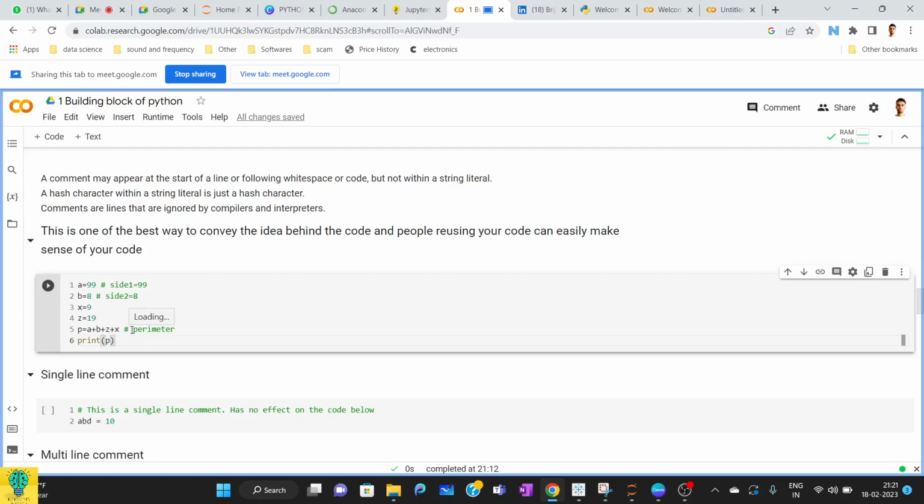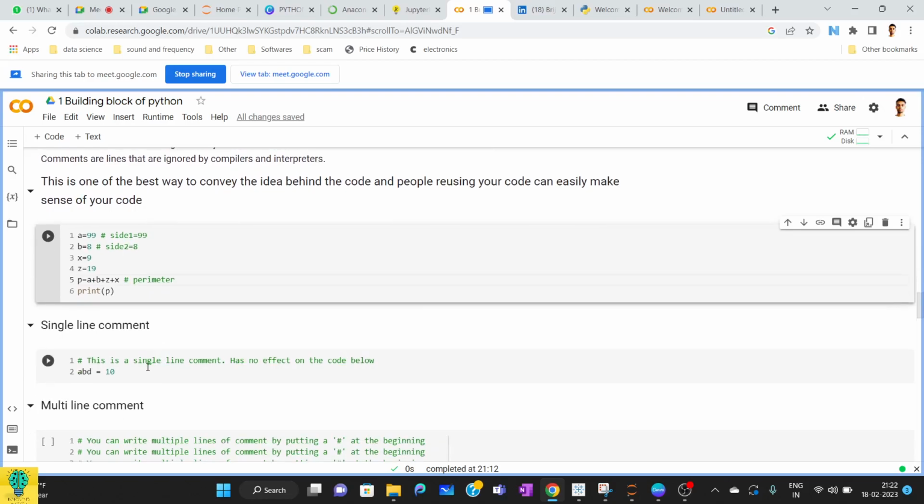A comment is written with the hash symbol, and the correct naming system is to be followed. If I'm writing the length of a side, it's better to write side 1 instead of a is equal to 99. If you write side 1 is equal to 99, whoever comes along, even without the comment, will understand that 99 is some value being stored in one identifier, which has a name called side 1, and this refers to some figure with different sides. So that is the importance of naming and comments.